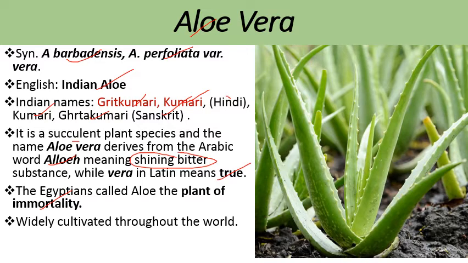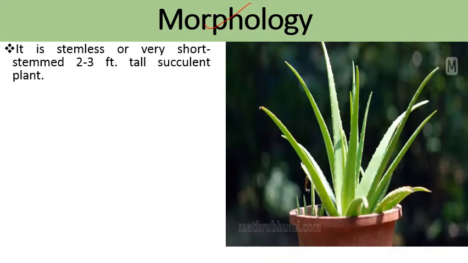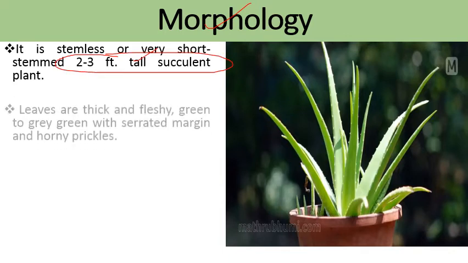So it is widely cultivated throughout the world. Naturalized species occur in the southern half of the Arabian Peninsula. It is basically a xerophytic plant, succulent xerophytic. Next comes morphology. It is a stemless or very short-stemmed, 2 to 3 feet tall succulent plant.